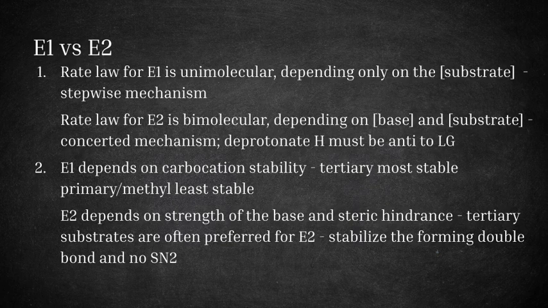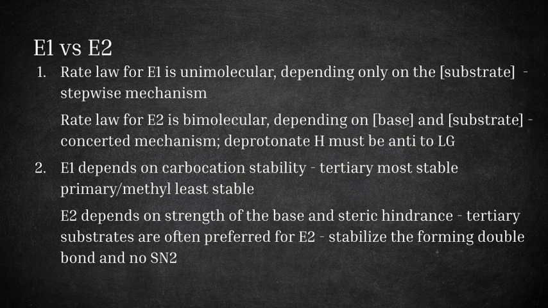Let's wrap up the video with a summary of the key differences between E1 and E2 reactions. The rate law for E1 reactions is unimolecular, depending solely on the concentration of the substrate. The rate determining step is the departure of the leaving group, leading to the formation of a carbocation intermediate. In contrast, E2 reactions have a bimolecular rate law, relying on the concentrations of both the substrate and the base.